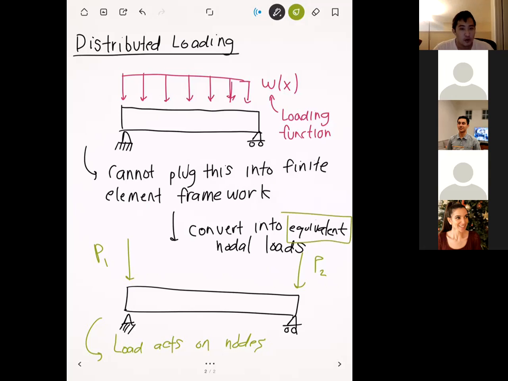The key word here is equivalent, and it's kind of a loaded word in a sense, because the word equivalent can mean a lot of different things. We'll talk about what I mean by equivalent and how we actually compute P1 and P2, because once we compute P1 and P2, then we can use it straight up in a finite element framework, which we've been doing up to this point. All right. Any questions on this?